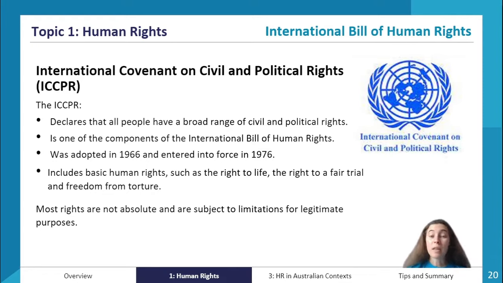Some basic human rights that it includes are the right to life. You can see here that there are overlaps between things. So the Universal Declaration of Human Rights also says that we have the right to life. So there is overlap with what these different pieces cover. But the ICCPR also says that we have the right to a fair trial and freedom from torture.